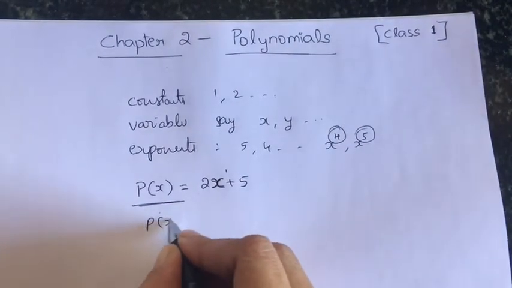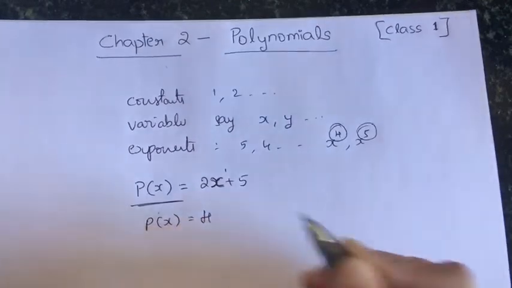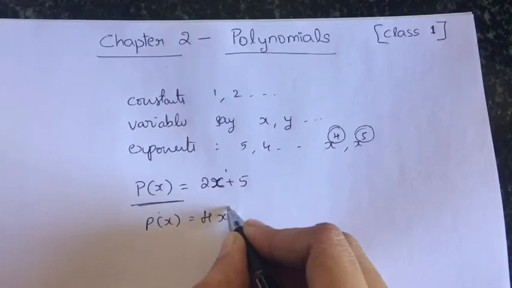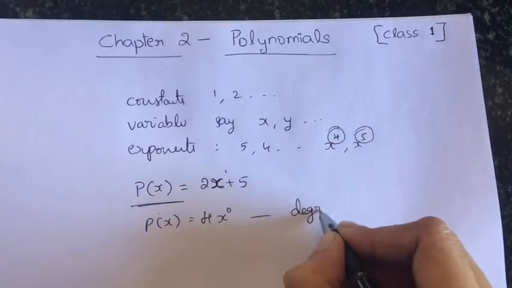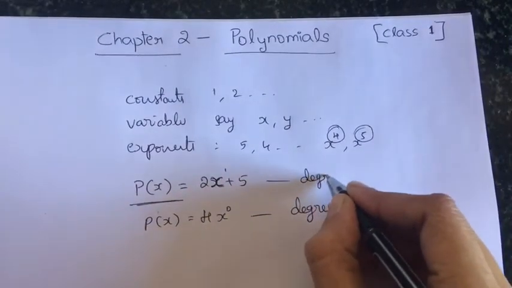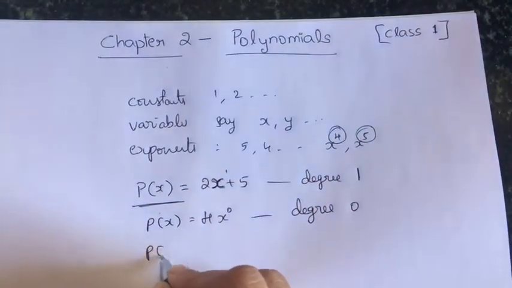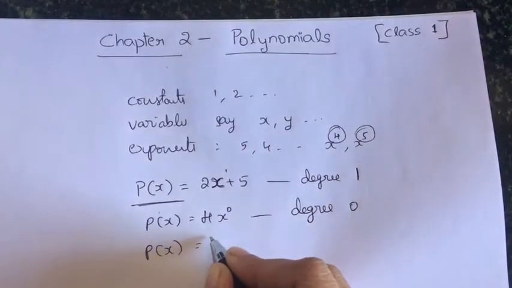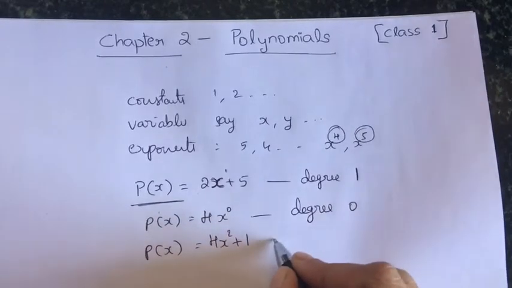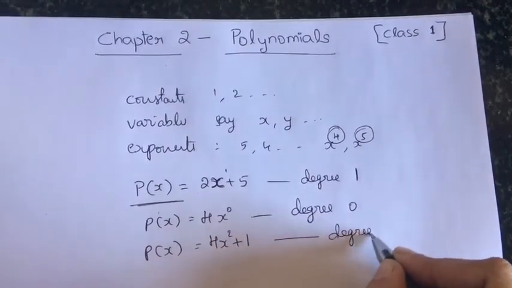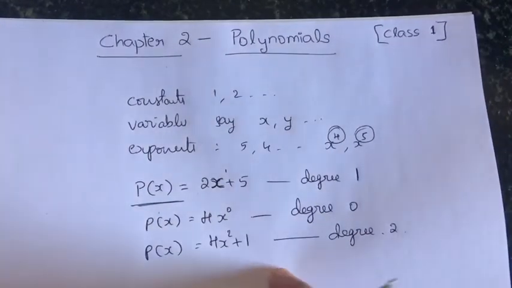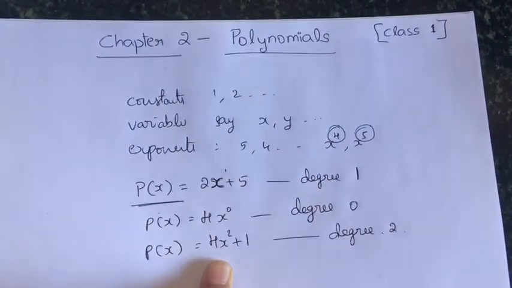If I have p of x equal to simply 4, then here there is no x, it means that it is x power 0. So you are calling the degree of this polynomial as 0. Here the degree is 1. Like that, if you have p of x equal to say 4x square plus 1, then the degree is 2. These are the degrees of the polynomial.